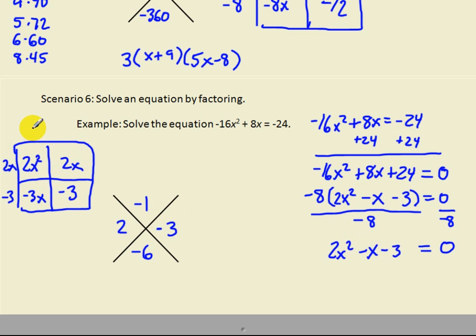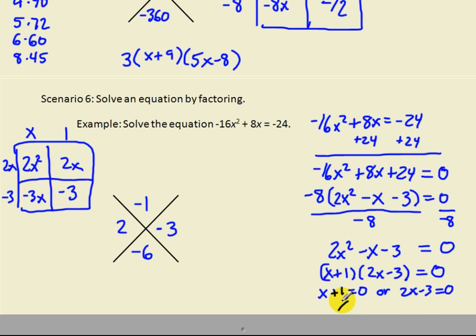2x squared and negative 3x, we can only factor out x. And then 2x and negative 3, we can only factor out a 1. So now we end up with x plus 1 times 2x minus 3 is equal to 0. So now we have a product equal to 0, which means one of the factors has to be 0. So either x plus 1 equals 0 or 2x minus 3 equals 0. Subtract 1 from each side to get x equals negative 1. Add 3 and divide by 2 to get x equals 3 halves.